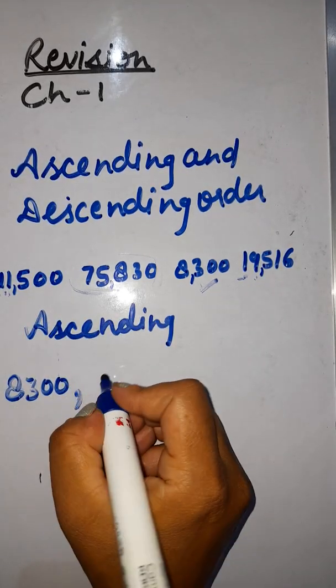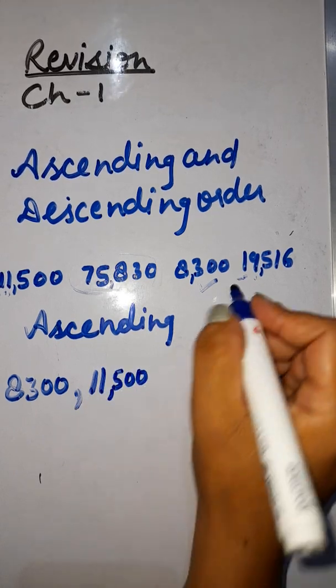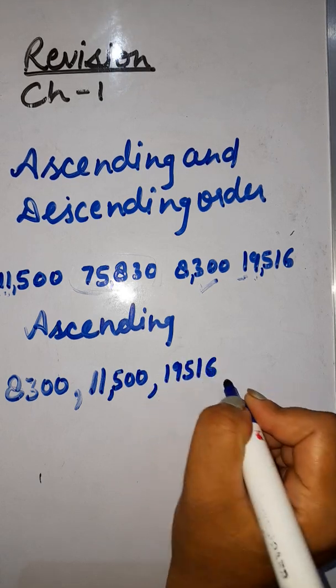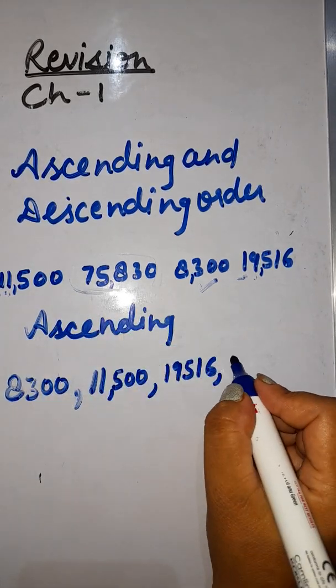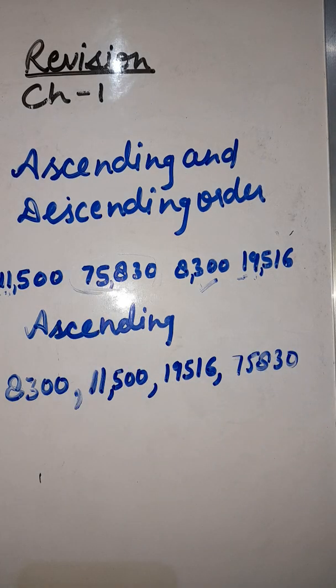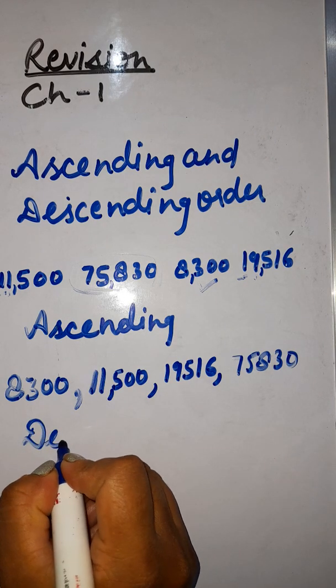Then we will write here 11,500. After that this number, 19,516. After that the greatest number, 75,830. This is the ascending order. Okay, now we arrange the numbers in descending form.